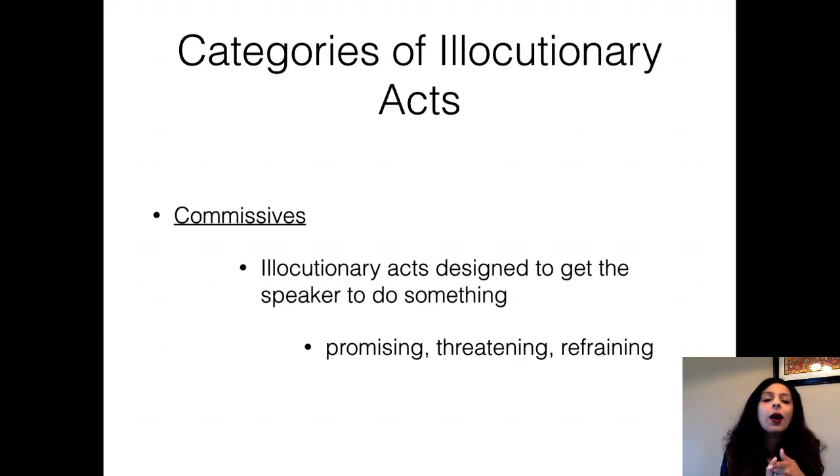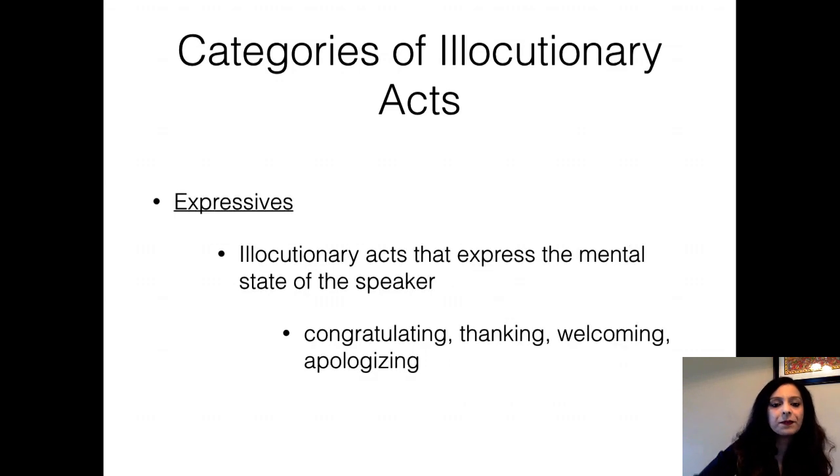The third example of an illocutionary act is commissive. So these are things like promising somebody, threatening somebody, refraining from doing something, right? So it's always designed to get the speaker to do something. That's a commissive.